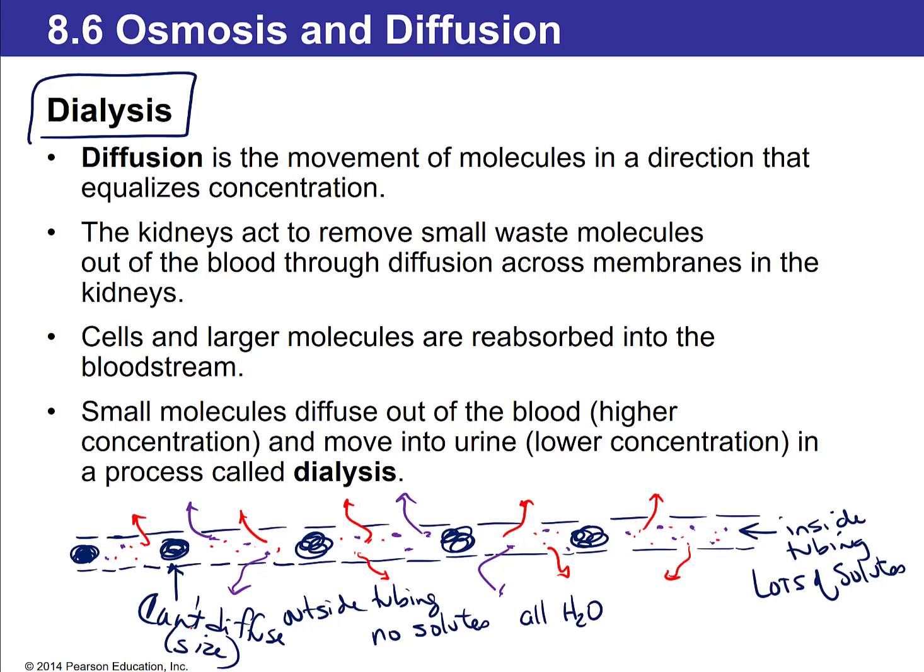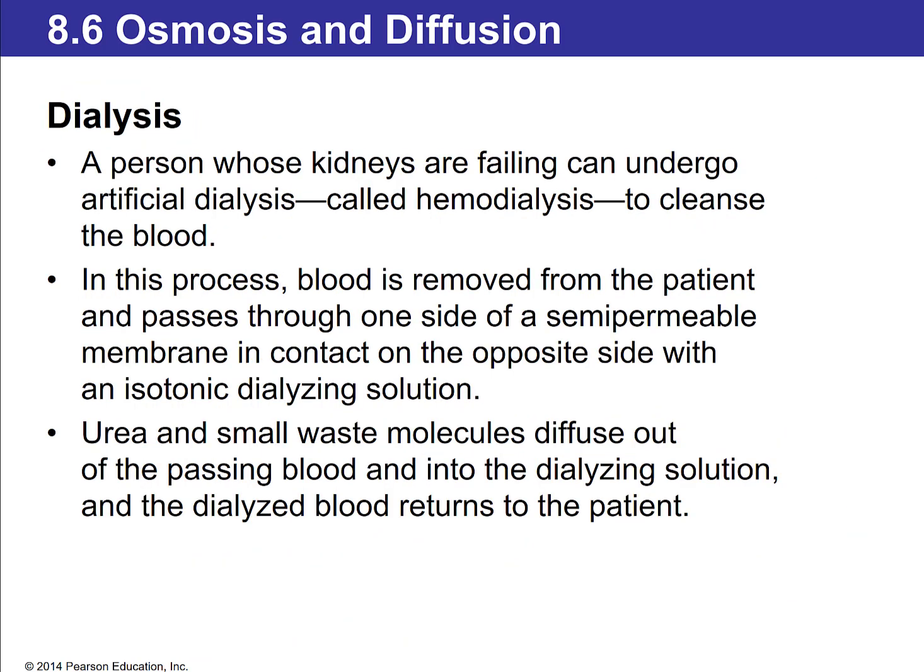This is how your kidney works. Your kidney does this on a constant basis. It does dialysis as a means of being able to filter out by diffusion and osmosis, removing excess wastes and molecules that you don't want. So if a person whose kidneys are failing, they can undergo an artificial dialysis. They call it hemodialysis. So first, just a little bit, we've got enough time, a little bit about your kidney.